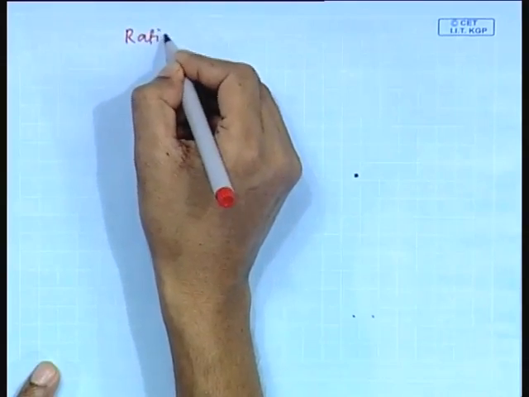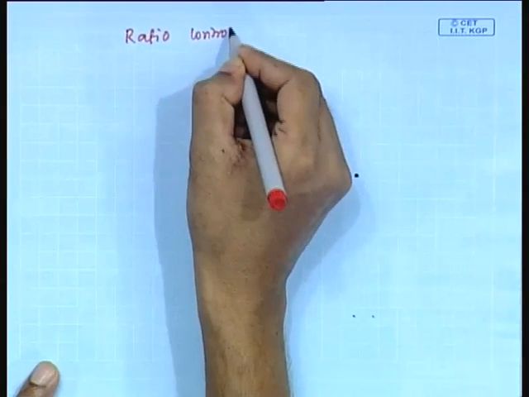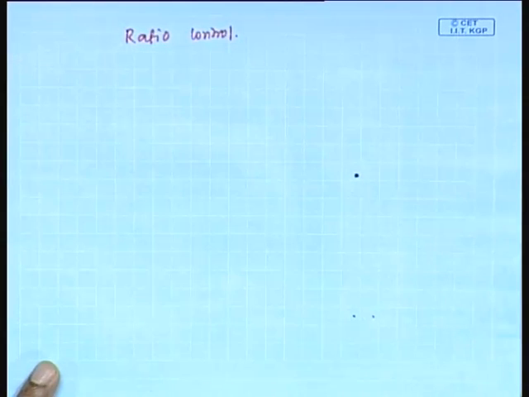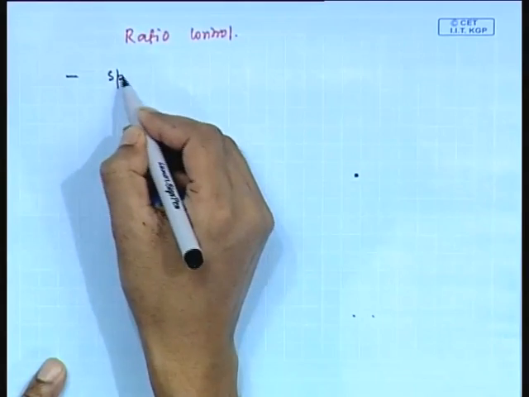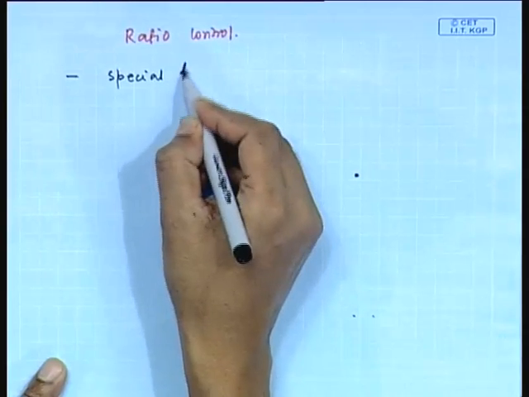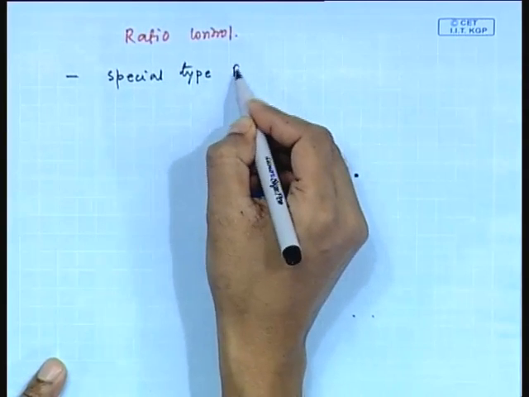In the next, we will discuss another advanced control scheme, that is the ratio control scheme. This ratio control scheme is a special type of feed forward controller.